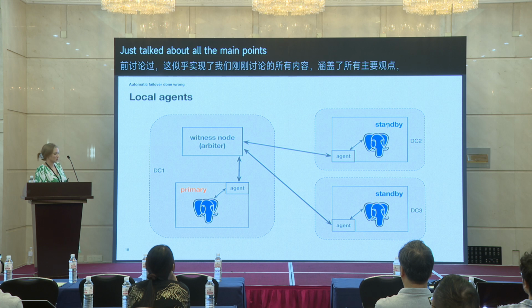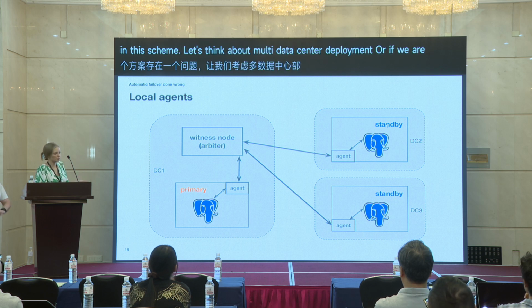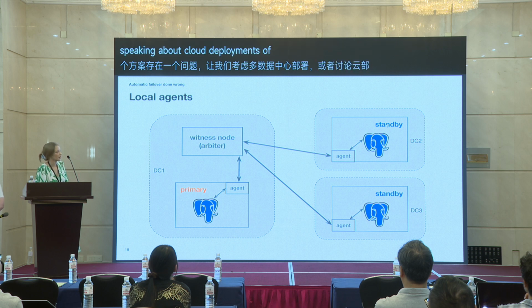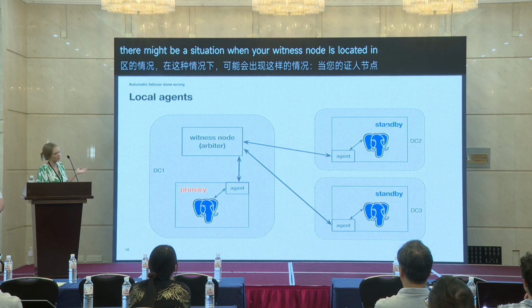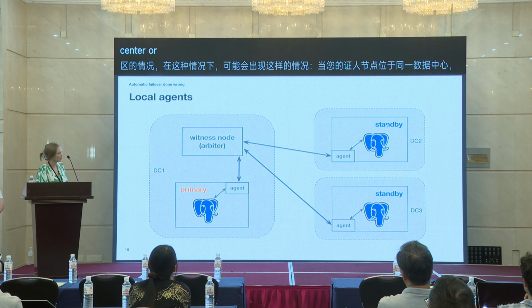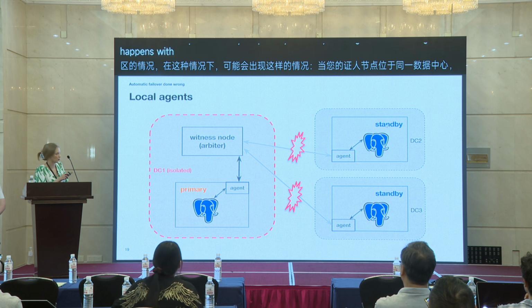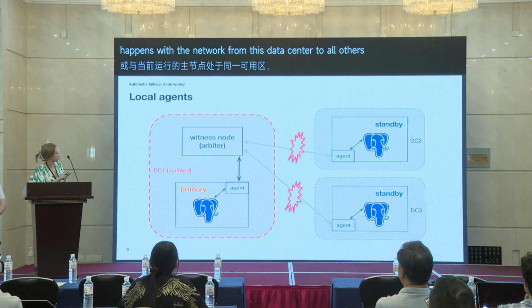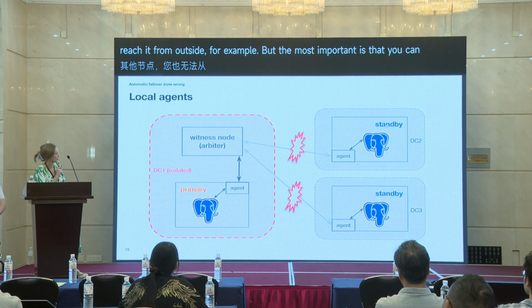Still, there is actually a problem in this scheme. Let's think about multi-data center deployment, or if we are speaking about cloud deployments, different availability zones. In this case, there might be a situation when your witness node is located in the same data center or availability zone as your currently running primary, and something happens with the network from this data center to all others. And you can also not reach it from outside, for example. But the most important thing is that your standbys cannot reach the primary.